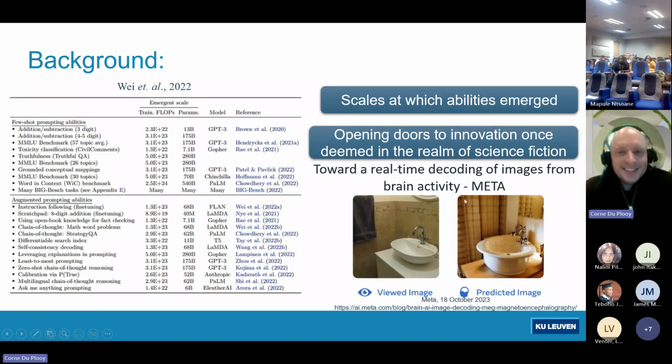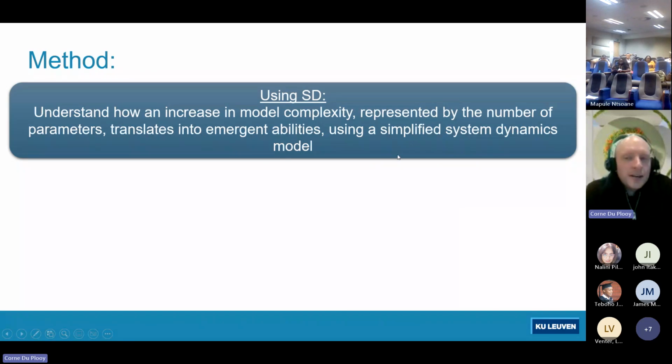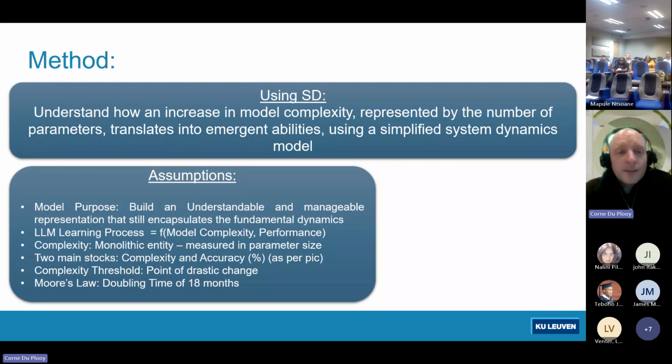So what is happening here? Well, how is it developing these abilities? So let's look at the method that I followed to kind of just understand a bit better. I used this and simplified it grossly to just understand what could be leading to some of this. So the assumptions I made were to build a basic, understandable, and manageable representation, but that still encapsulates the fundamental dynamics around complexity and performance. It assumes a monolithic entity for complexity, which means that we just look at parameter size as the definition of complexity. It's much more detailed than that, but for this simple model, that's the assumption I'm going to make.